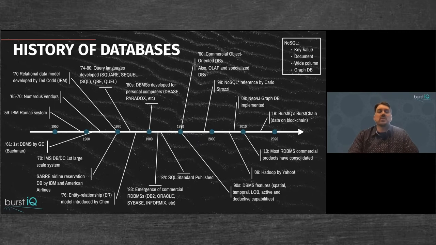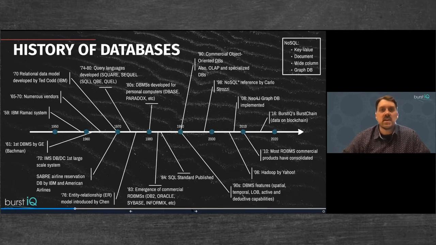That gave way to the entire birth of what we know today as the relational database management systems. SQL came out of that in the late 70s, with different languages. The standard came out in 84. During the 80s, you had the emergence of all the commercial ones: DB2, Oracle, Sybase, and Informix. Little tidbit, Informix is my favorite database that I used early on in my professional career.